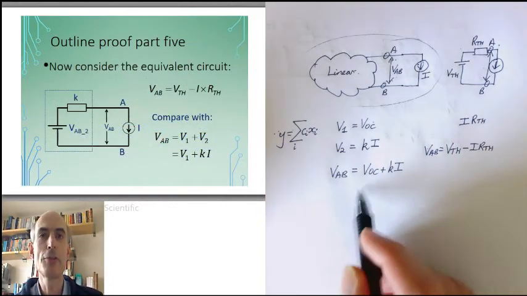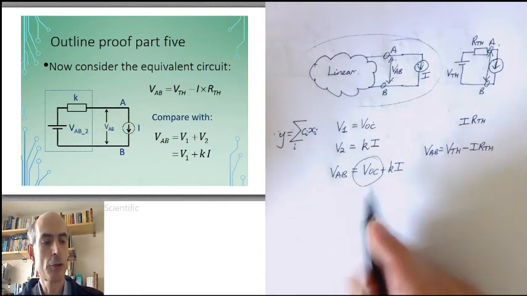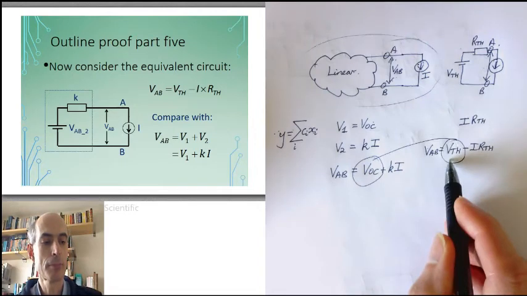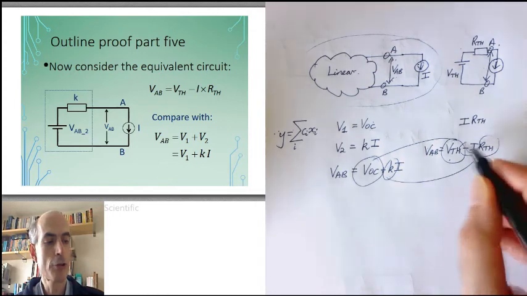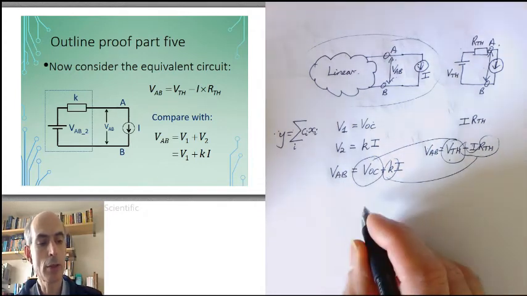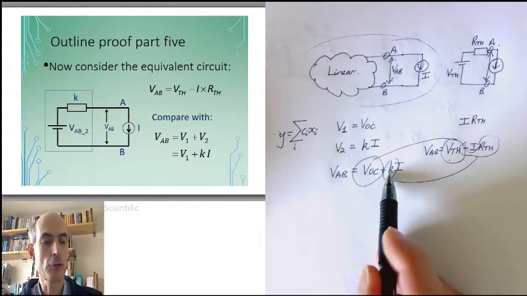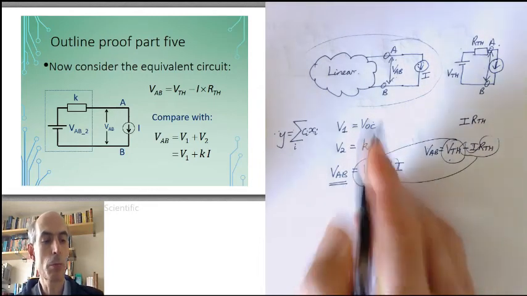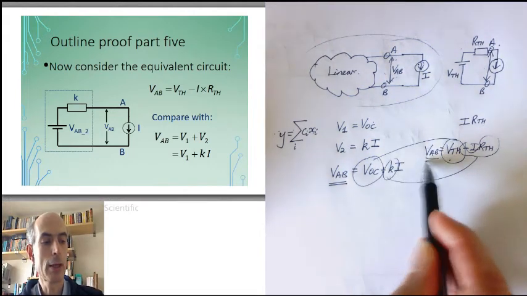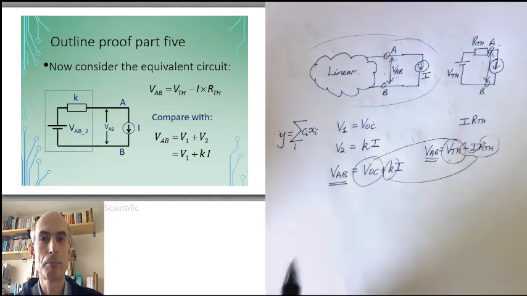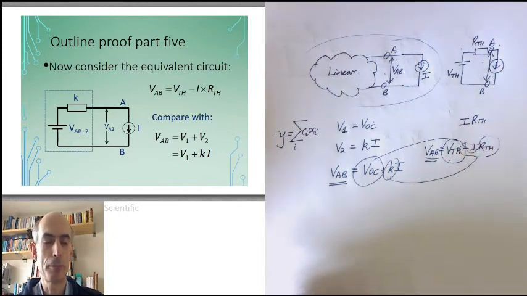Now, if I compare these, I can see that they are actually the same, provided that my open circuit voltage is my Thevenin voltage, and this constant K turns out to be minus RTH. So provided I pick my constant K and my open circuit voltage as the two constants, the voltage here at the output of this linear network and the voltage here at the output of my equivalent network will be the same for all different values of current source that I put on the output.